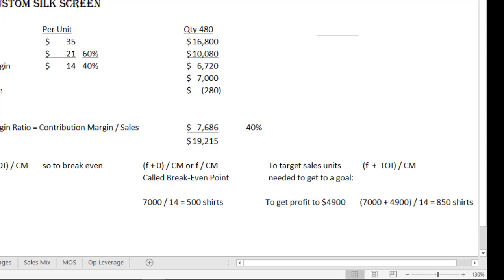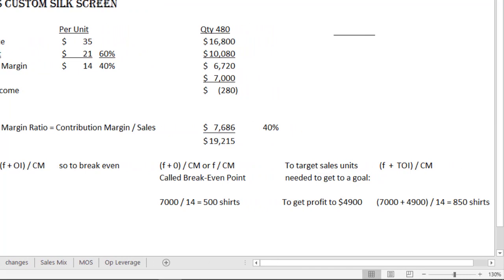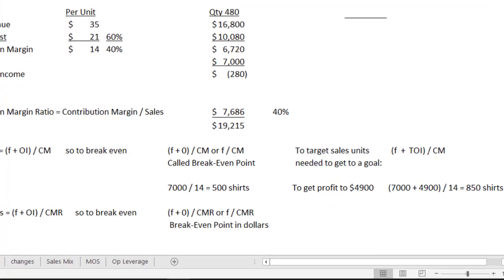So what about if she wants to target a profit? Let's say she wants to get to a profit of $4,900. Well, now instead of putting 0 as the targeted operating income, we're going to put 4,900. And so that means she needs to sell 850 shirts. So this allows her to see what kind of sales she needs to get to in order to get to the targeted amount of profitability that she wants to get to.